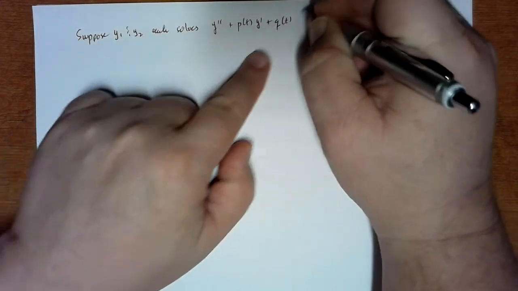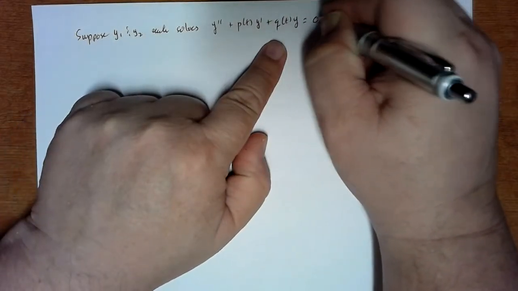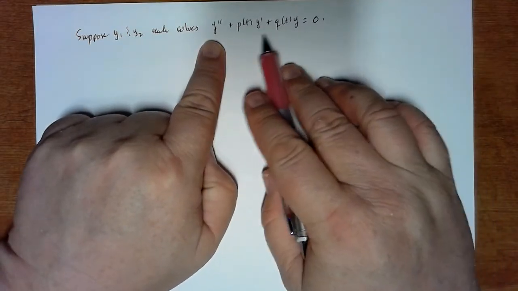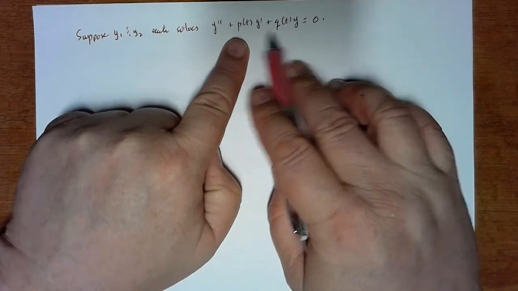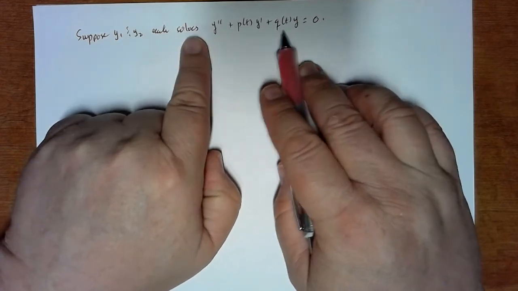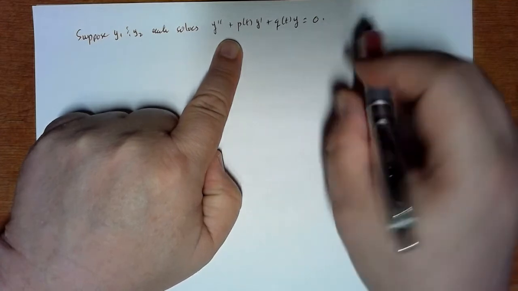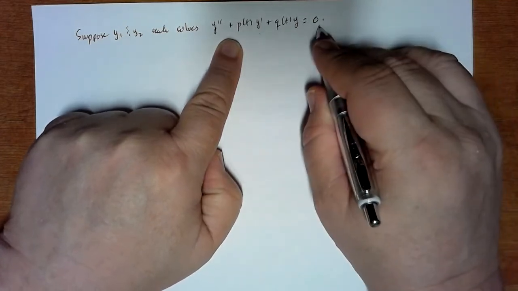So this is the specific second order linear differential equation. But notice that we can be more general than constant coefficients, right? These are functions of t. What's important here is this is linear and this is homogeneous.